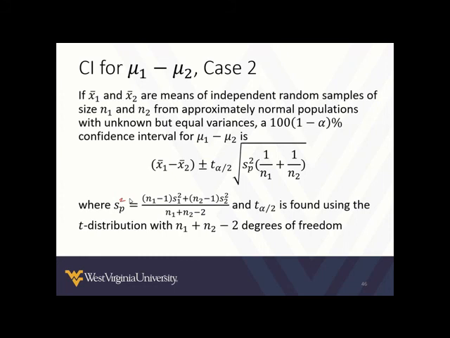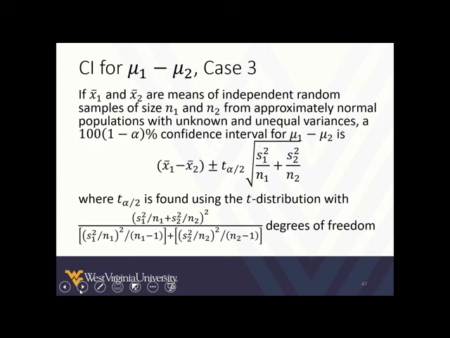We have established earlier what our pooled variance statistic is. This t alpha over 2 critical value must be found by the t distribution with degrees of freedom equal to n1 plus n2 minus 2.